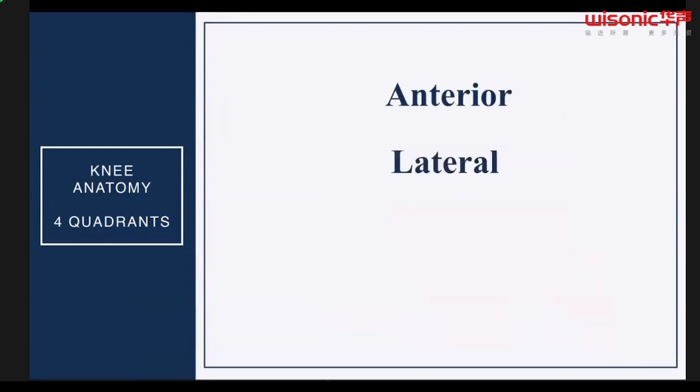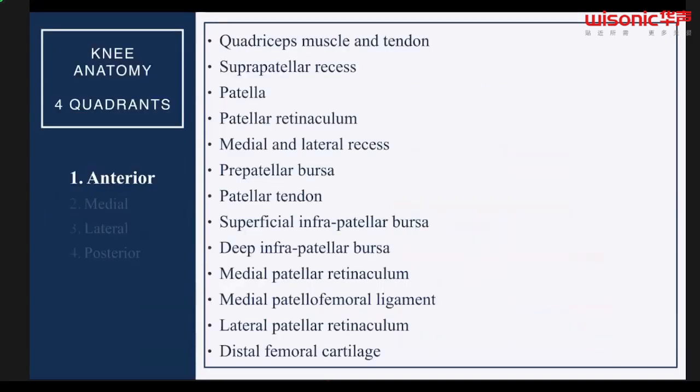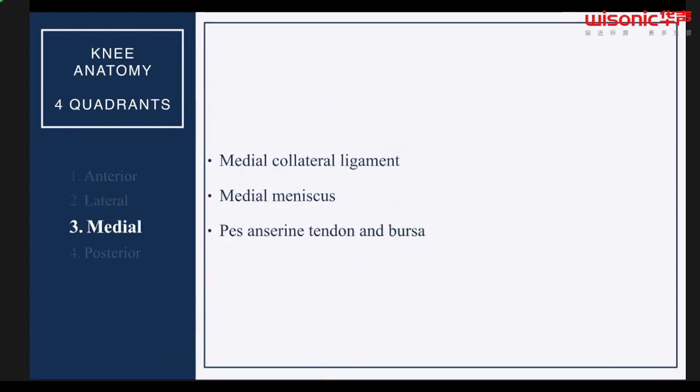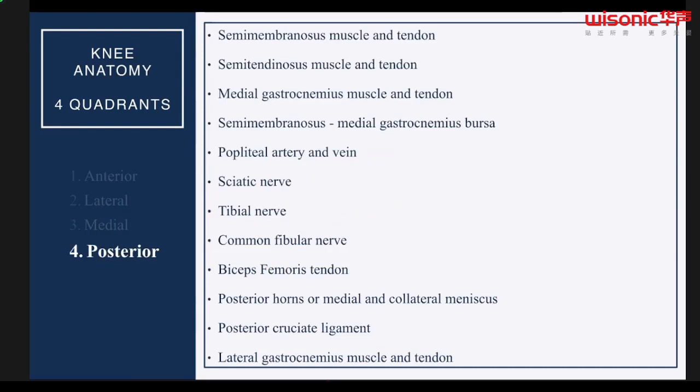So if we break it down again by anterior, lateral, medial, and posterior, there's a lot of different structures that we can see. So this is just for the anterior. We're not going to have enough time today to go through every single one of these in each of the quadrants, but we're going to break it down into the most important ones when you're doing the ultrasound evaluation of the knee. And then here's just what we see for the lateral as well, the IT band, the lateral meniscus. The medial, you're going to have the medial meniscus, the MCL, the pes anserine tendon and bursa. And posterior, you're going to have these structures here that you can evaluate. But again, we're not going to be able to go through all of these.